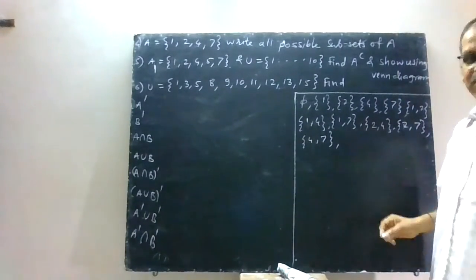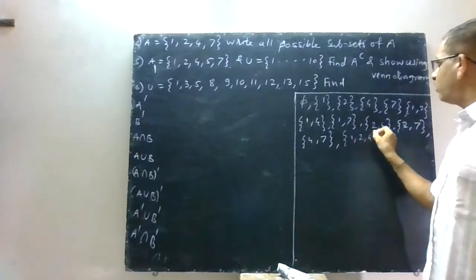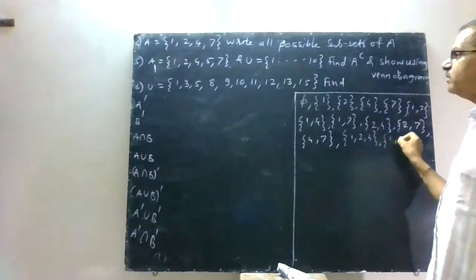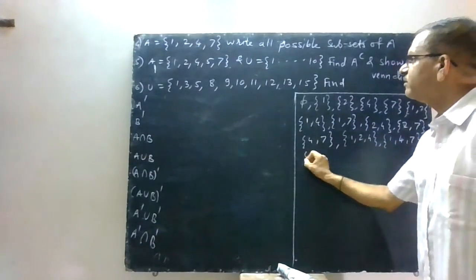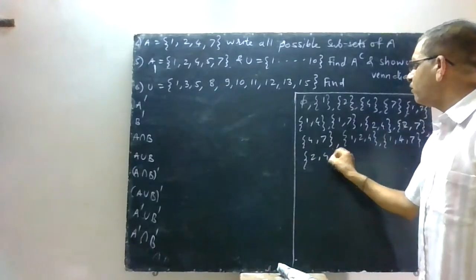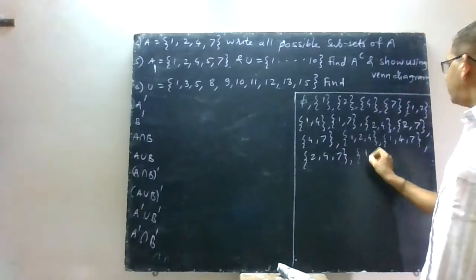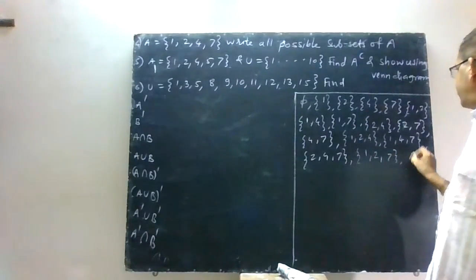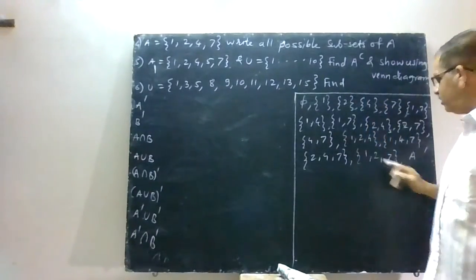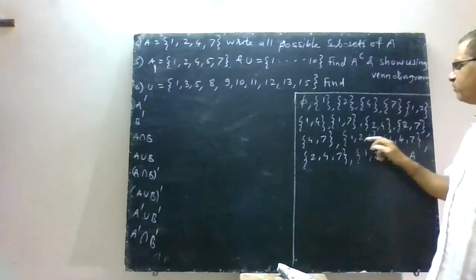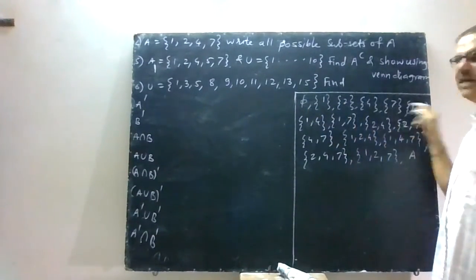And now we will write all possible subsets containing 3 elements, that is {1, 2, 4}, {1, 4, 7}, then {2, 4, 7} and then {1, 2, 7}, and then the set containing all elements. So 1, 2, 3, 4, 5, 6, 7, 8, 9, 10, 11, 12, 13, 14, 15 and 16.